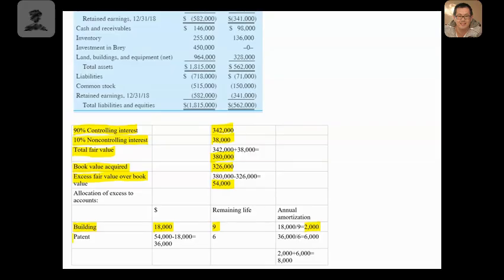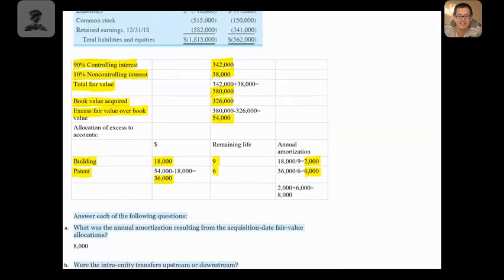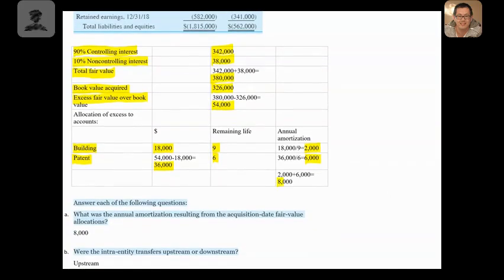And the second one is patent. It's undervalued by 36,000. It has a 6-year remaining life. So we know that each year there is going to be a 6,000 annual amortization expense. So in total, that is $8,000 per year. Alright, then let's go ahead and answer those questions.